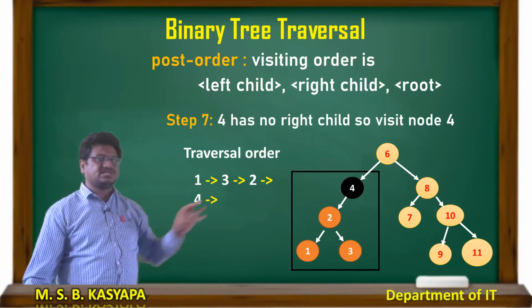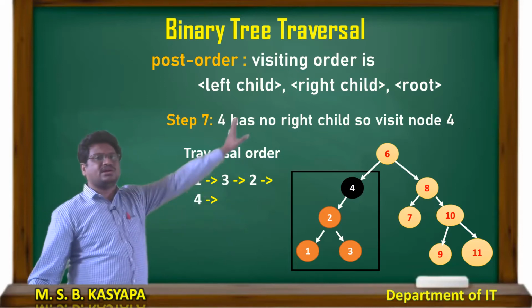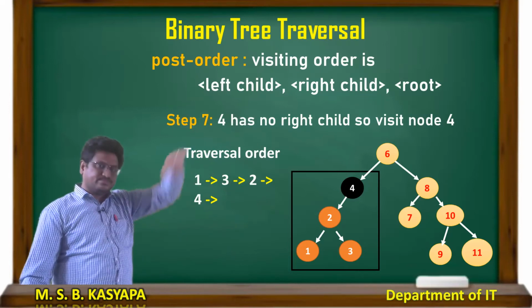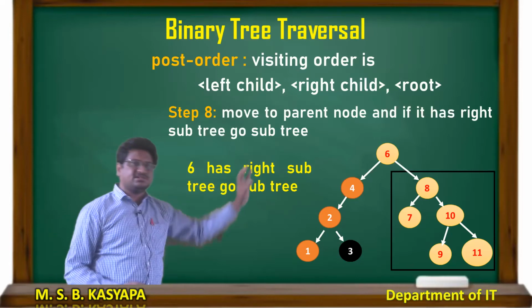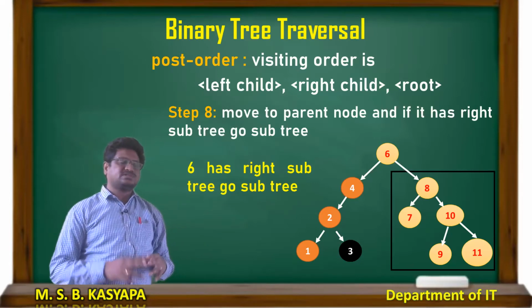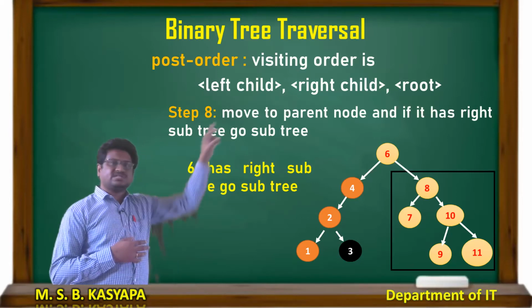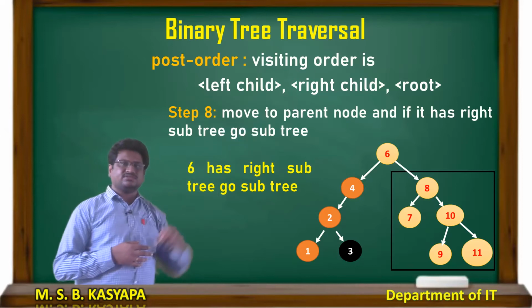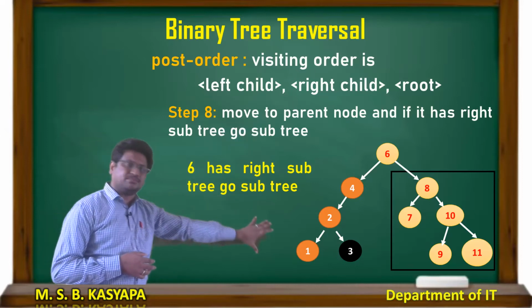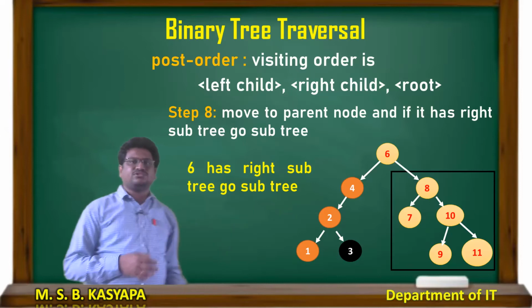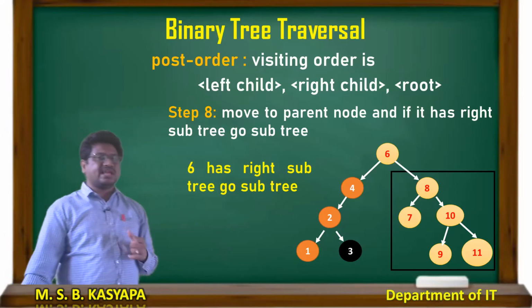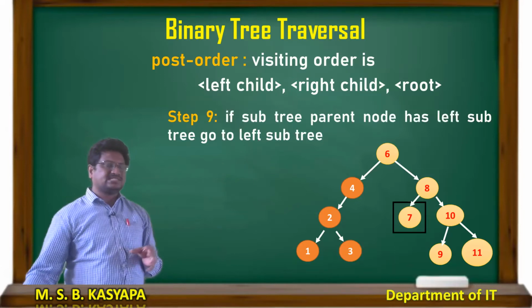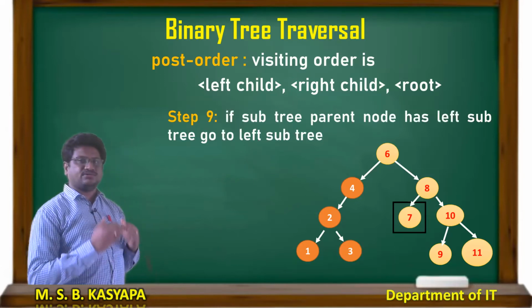Okay, now this subtree is completed, then I am moving to the previous level. What is that previous level? It is nothing but the root node. Can I visit the root node first? No. First I have to visit left, next I have to visit right. The left subtree is completely visited, then I move to the right subtree, that is 8, 7, 10, 9, 11. So can I visit 8? No. 8 has a left subtree, so first I have to visit that subtree.